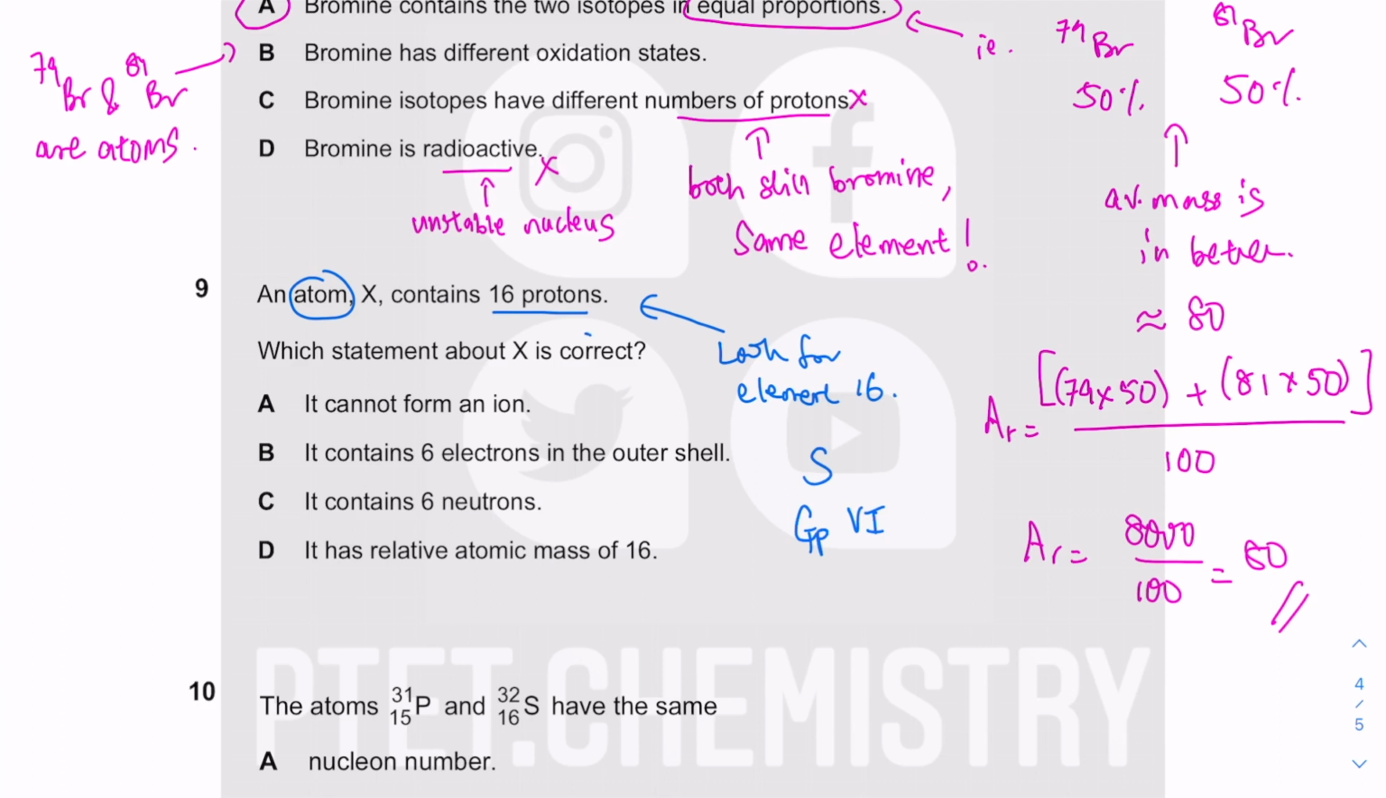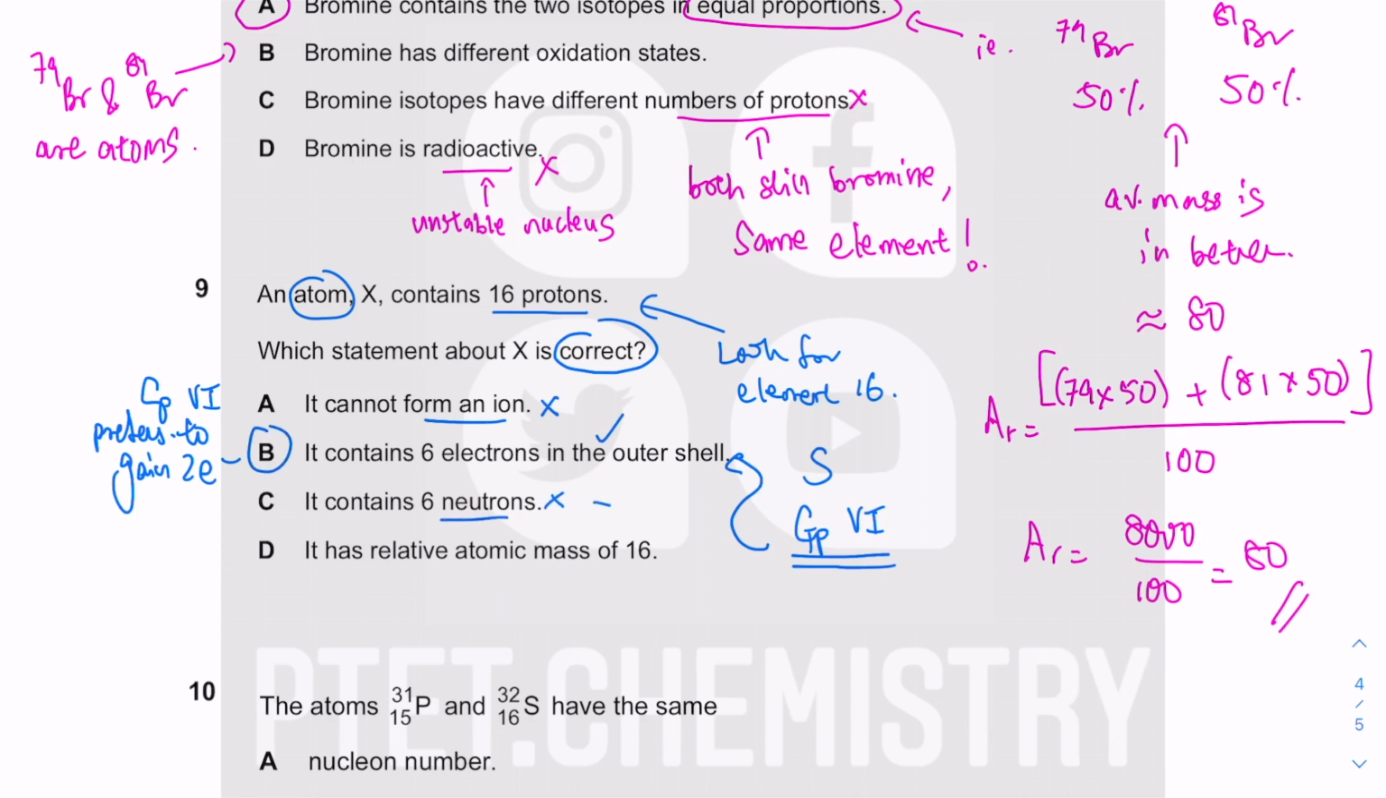Which statement is correct? It cannot form an ion. That is wrong, because group 6 prefers to gain 2 electrons. Why? Because you want to get to the noble gas configuration. With 6 outer shell electrons, it gains 2 electrons and wants to form the ion. 6 electrons in the outer shell, group 6. That is correct. Contains 6 neutrons? You can't tell.